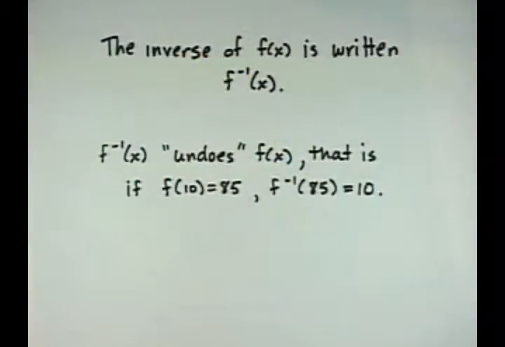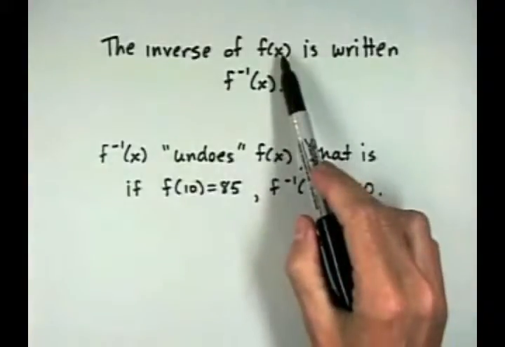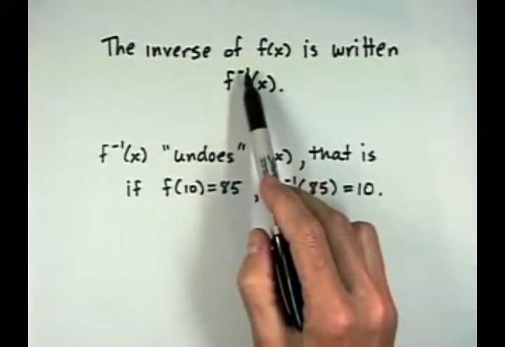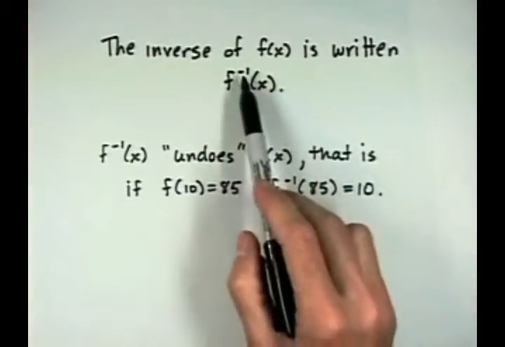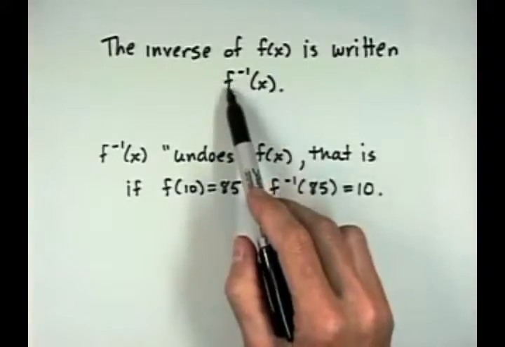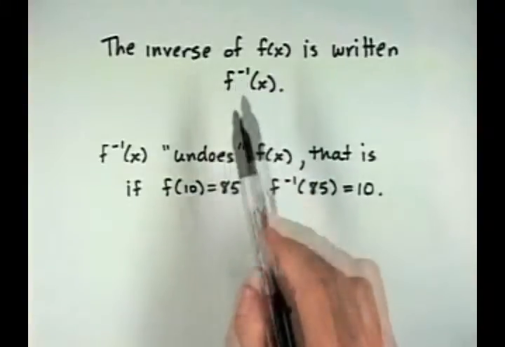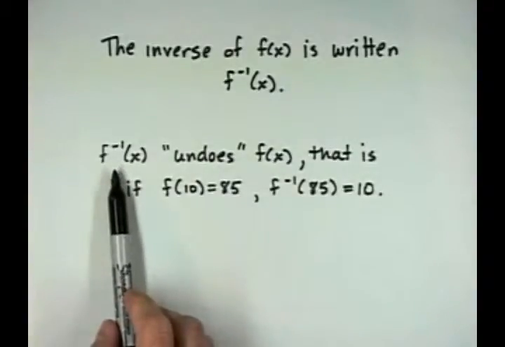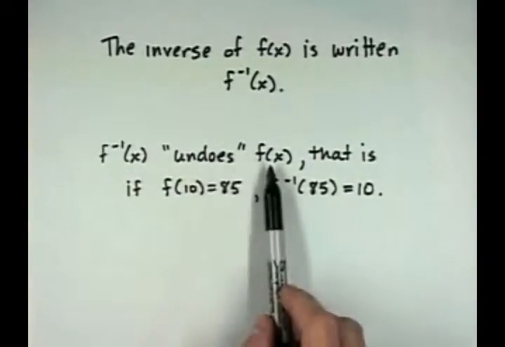Here's what we have. First of all, the notation. The inverse of a function f of x is written with f, what looks like a -1 exponent of x. This does not mean the reciprocal. It means a new function, the inverse of the function f. Here's some information about an inverse. The inverse of f undoes f.